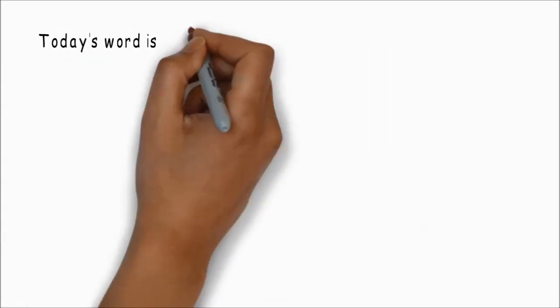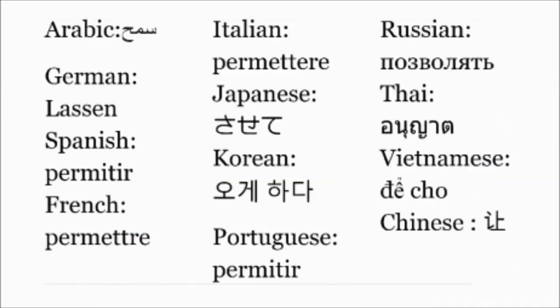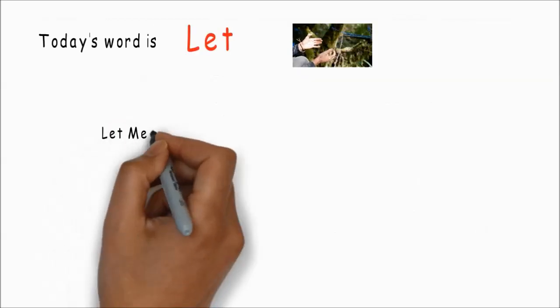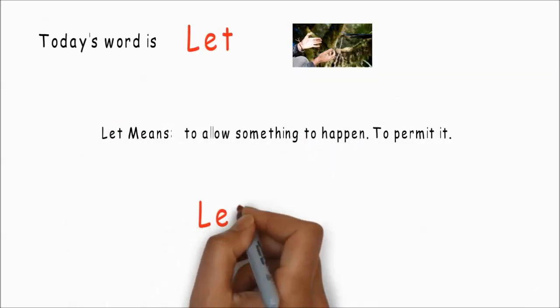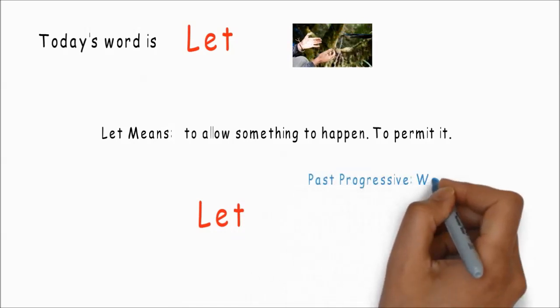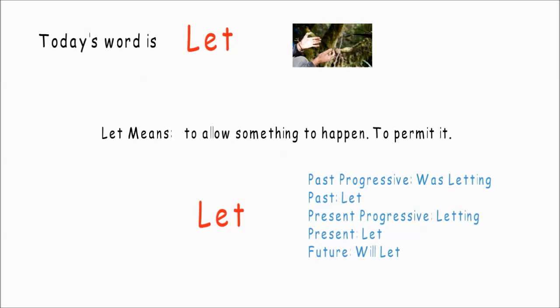Today's word is let. Here's a picture of a man letting a bird go. Here is let in many languages. Pause the video and find yours. Let means to allow something to happen, to permit it. Let. Past progressive was letting, past let, present progressive letting, present let, future will let.